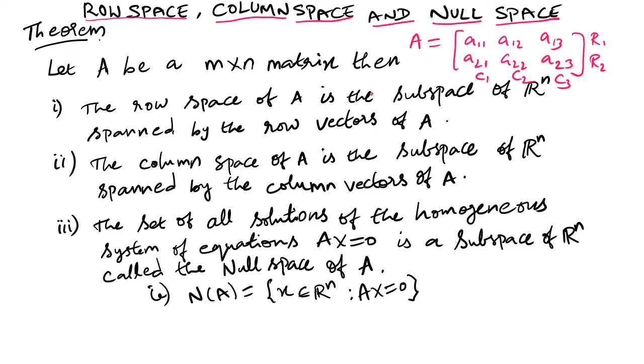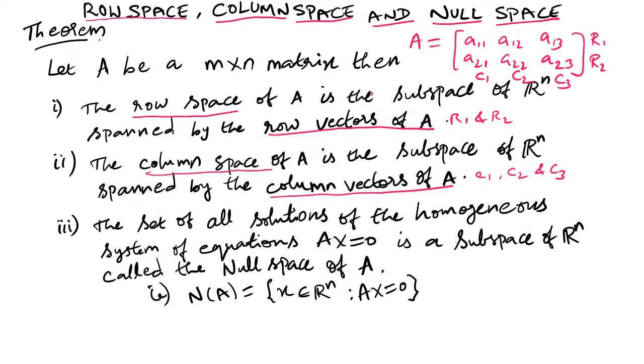Let A be an m by n matrix, then the row space of A is the subspace of Rn spanned by the row vectors of A. Here the row vectors are R1 and R2. The column space of A is the subspace of Rn spanned by the column vectors of A. Here the column vectors are C1, C2 and C3.